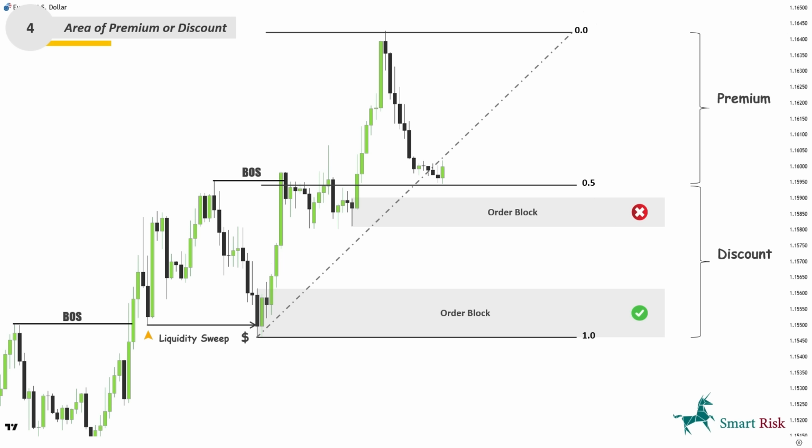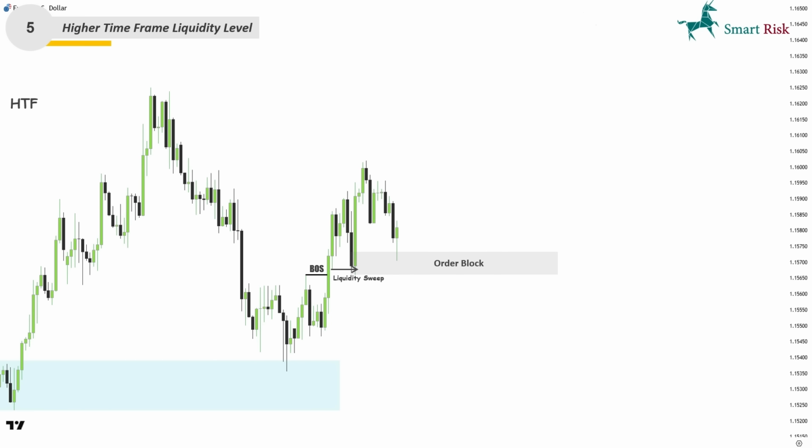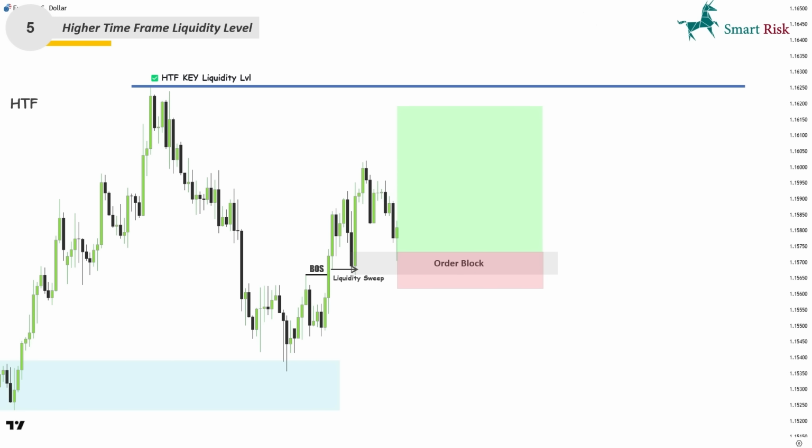opportunities. Now, the next important hack is the presence of a higher time frame liquidity level in front of the price. Finally, we need a higher time frame liquidity level ahead of the price to serve as our take-profit target. This gives us a clear destination for the trade.